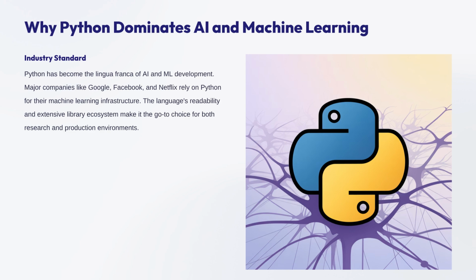Python has become the industry standard for AI and machine learning development. Major companies like Google, Facebook, and Netflix rely on Python for their machine learning infrastructure. Its readability and extensive library ecosystem make it the go-to language for both research and production.